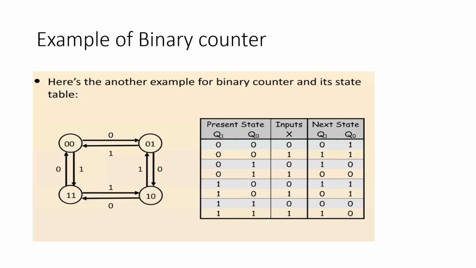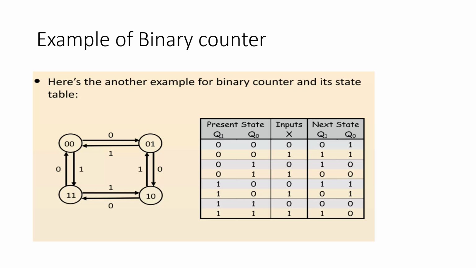This is the state table. Here you can observe that the present states are represented by Q0 and Q1, the input is represented by X, and the next state is represented by Q0 and Q1. If the present state is 00 and the input is 0, the next state will be 01. If the present state is 00 and the input is 1, the next state will be 11. Similarly, if the present state is 11 and the input is 0, the next state will be 00.